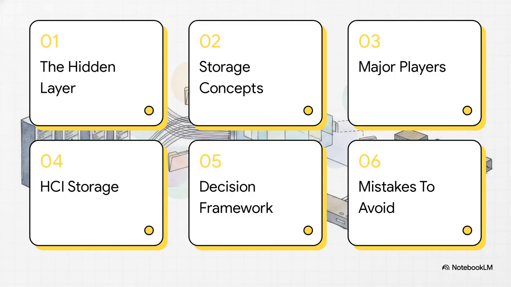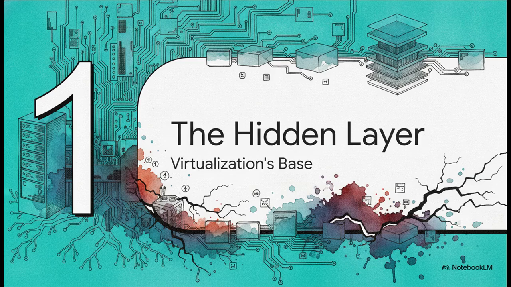Okay, here's our roadmap for today. We'll start with the hidden layer, define some core storage concepts, and compare the major players. After that, we'll look at HCI and specialized storage, build an ultimate decision framework, and then finish up with some common mistakes you absolutely need to avoid. So let's jump right into part one, the hidden virtualization layer.